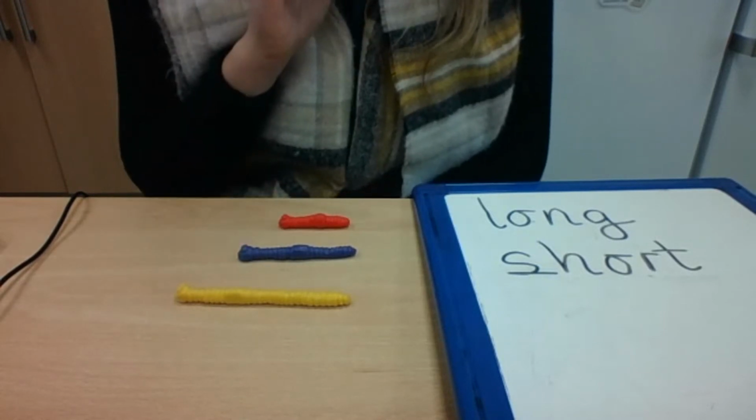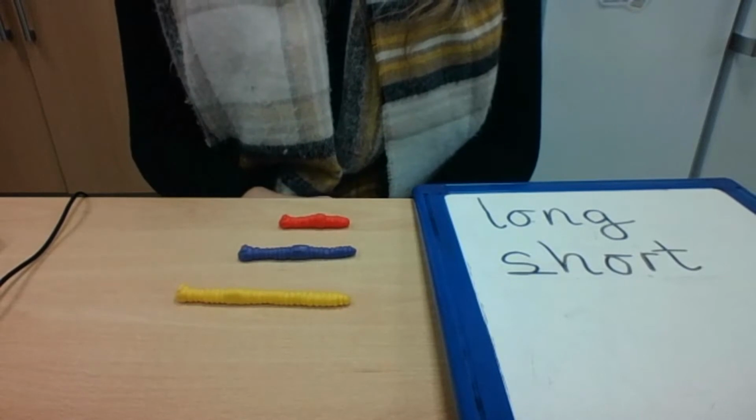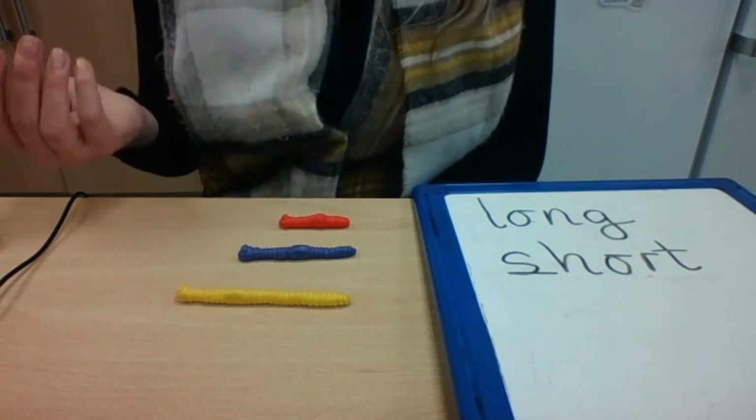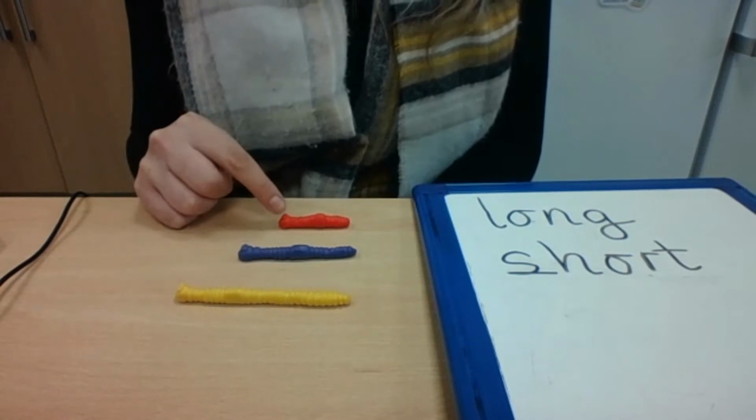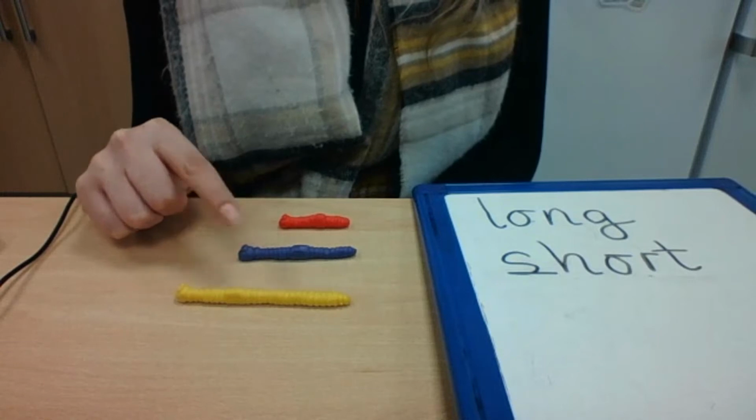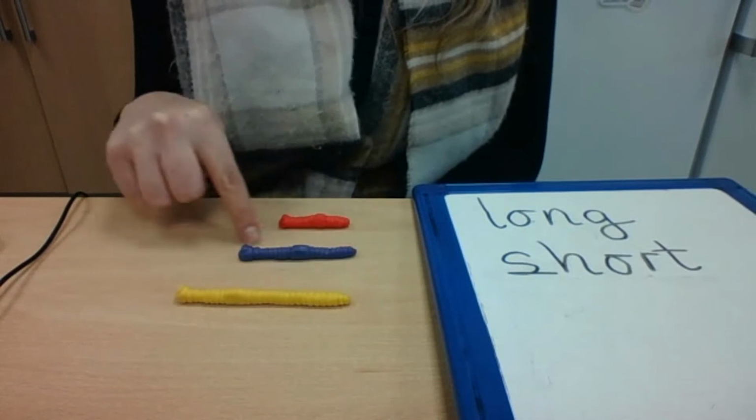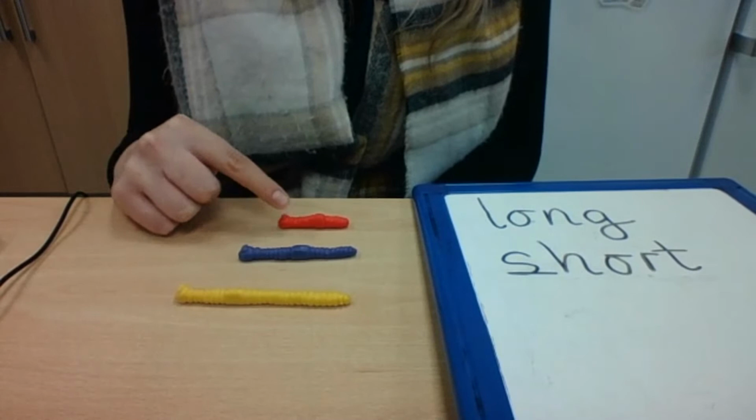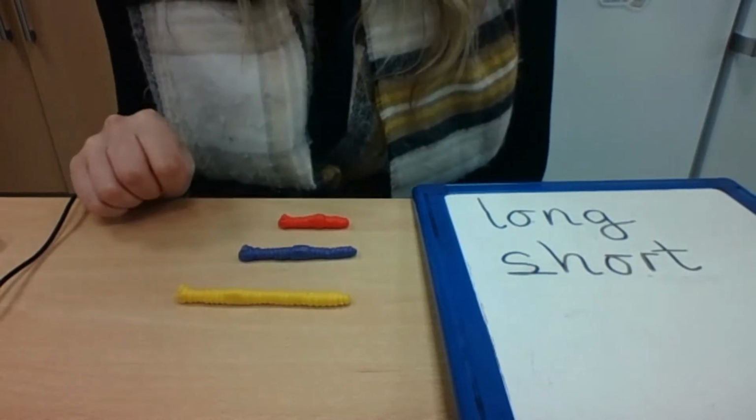Let's have a look at the purple one. How could we describe the purple one compared to the yellow and the red? If you said something like this, then well done. We can say the purple worm is longer than the red worm. The purple worm is shorter than the yellow worm. And the purple worm is in the middle. Because the purple worm is longer than the red worm, but shorter than the yellow worm. There's lots to say about the middle one, isn't there?